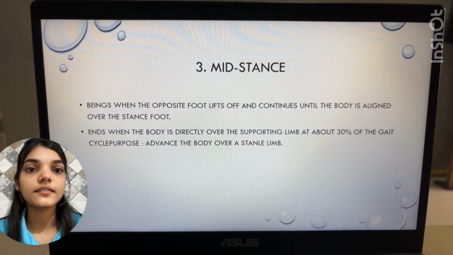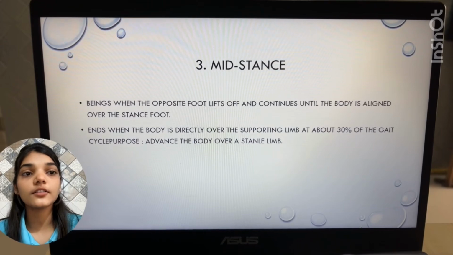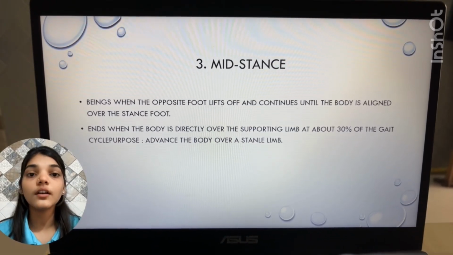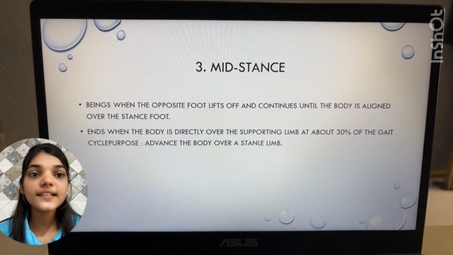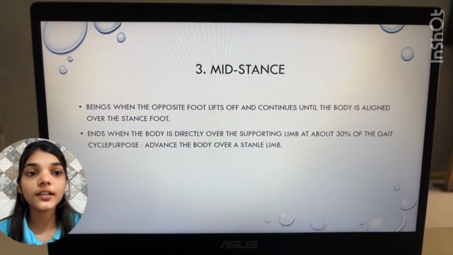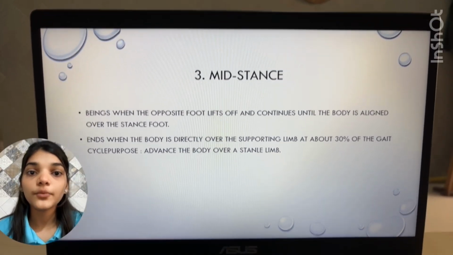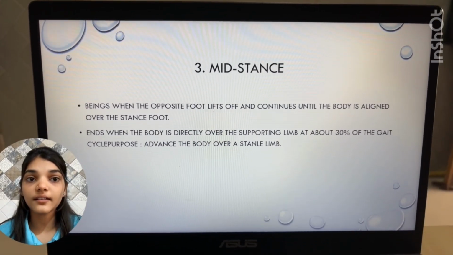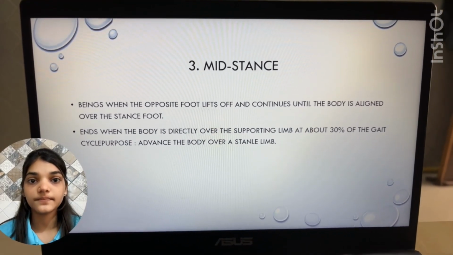Now mid stance, beginning when the opposite foot lifts off and continuing until the body is aligned over the stance foot. Ends when the body is directly over the supporting limb at about 30% of the gait cycle. The purpose of this phase is to advance the body over the stance limb.